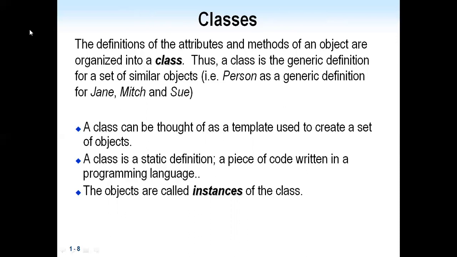So the class can be thought of as a template used to create a set of objects. Already in Java we studied what is meant by class and how to create objects. Next, the class is a static definition, a piece of code written in a programming language such as C++ or Java.